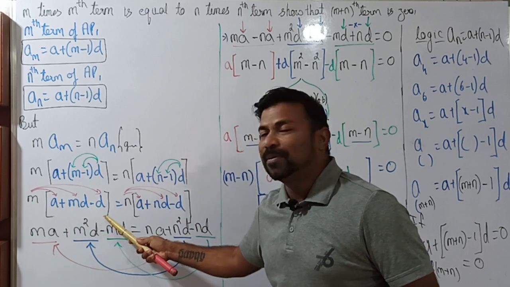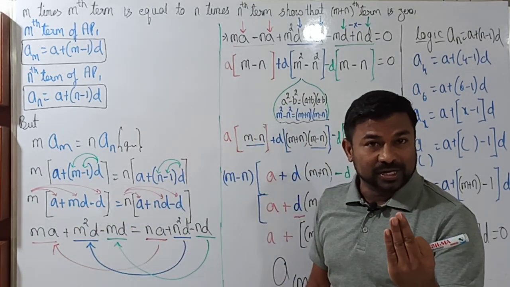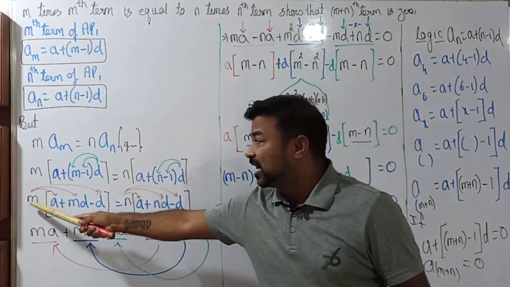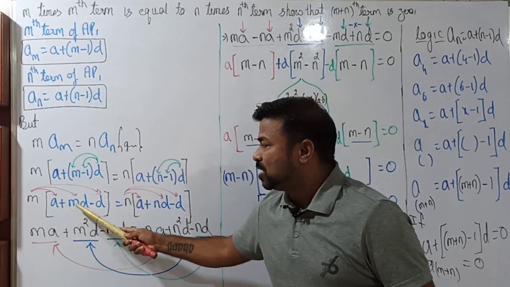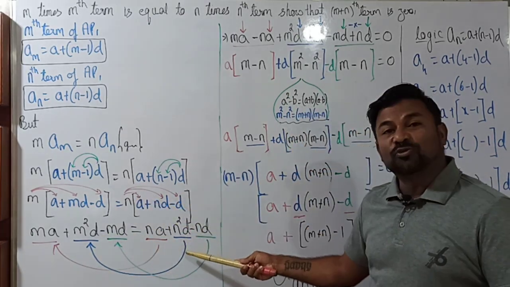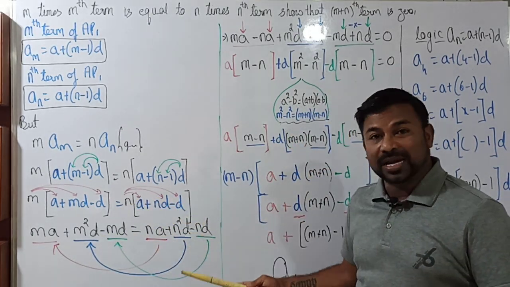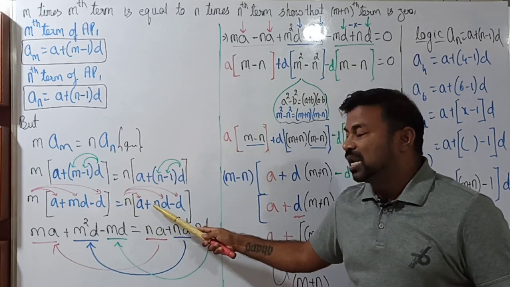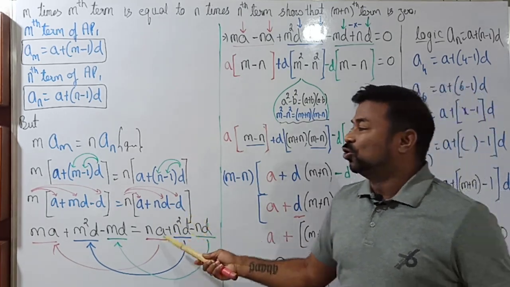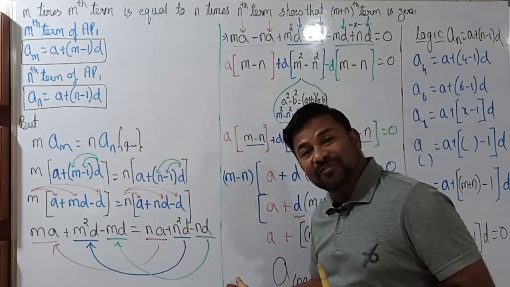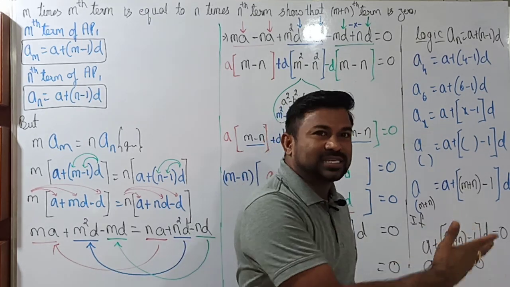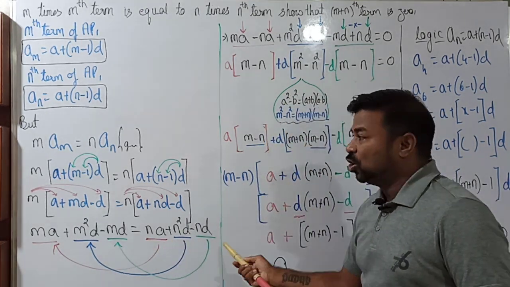See here, the bracket has 3 terms. The m outside has to get into the bracket 3 times: m into a, ma; m into md, m square d; m into minus d, minus md. The same trick is followed here: n has to get into the bracket 3 times: n into a, na; n into nd, n square d; n into minus d, minus nd. So we got 3 terms on the left side and 3 terms on the right side. As we need 0 on one side, let us send all the terms present here to the other side.